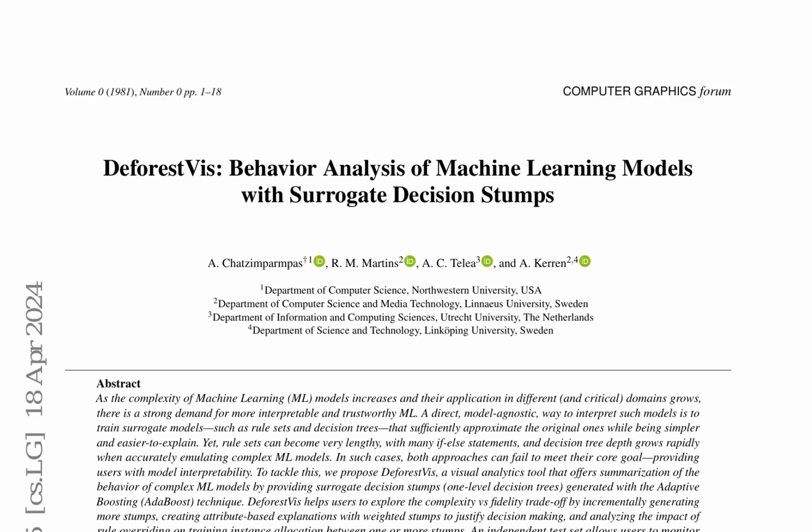Additionally, DeforestVis supports various interaction techniques, such as filtering, sorting, and highlighting, to facilitate exploration and understanding of the model's behavior. A case study demonstrates the effectiveness of DeforestVis in analyzing a real-world dataset. The system is used to identify and visualize the most influential features in a gradient boosting machine model trained on a diabetes prediction task. The results show that DeforestVis can effectively reveal the relationships between input features and the model's predictions, providing valuable insights for both researchers and practitioners.